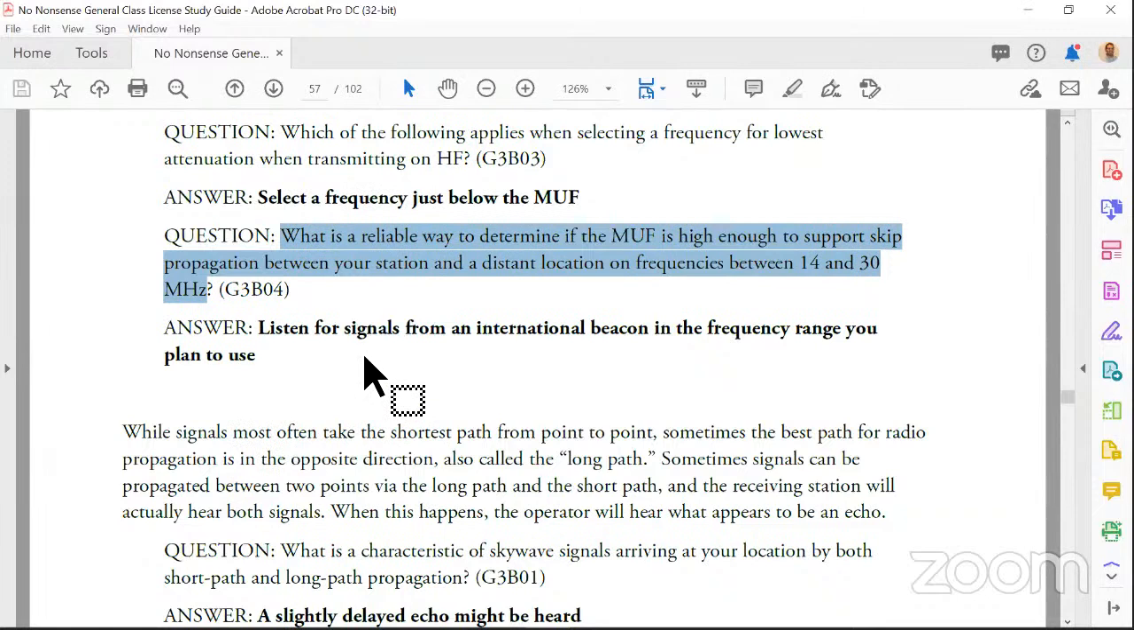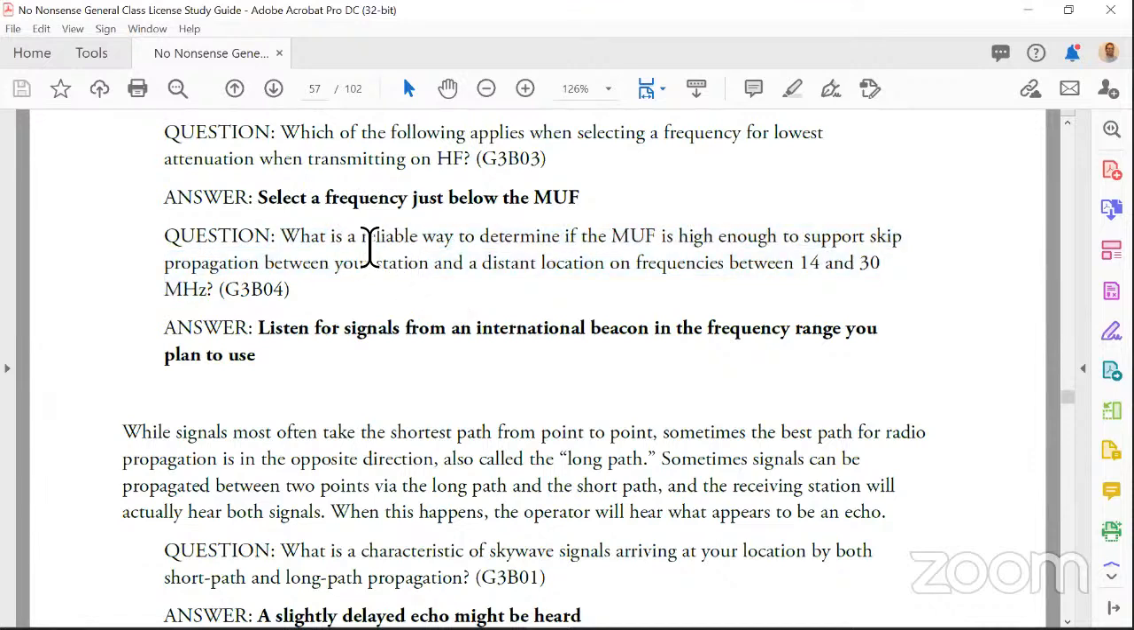What is a reliable way to determine if the maximum usable frequency is high enough to support skip propagation between your station and a distant location on frequencies between 14 and 30 megahertz? Whew, long-winded questions. Let's dissect this one a little bit. They're asking us about a reliable way. How do we determine if the MUF, the maximum usable frequency, is high enough to support skip propagation?